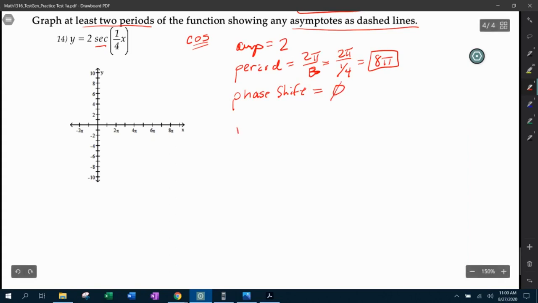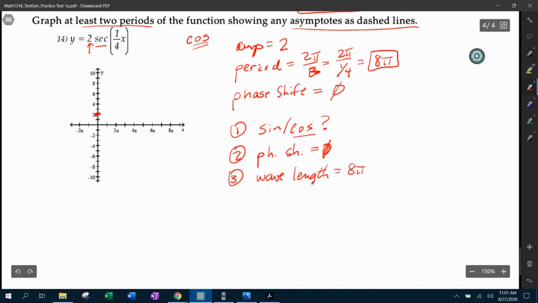Now then, the 6-step process for graphing a cosine function is step number 1. Do we have sine or cosine? And we have cosine, which starts at the number in front. So cosine is going to start on the y-axis, but it is going to start at the number in front of the trig function. That's step number 1. Step number 2 is phase shift, which we have none, so we can skip that. Step number 3 is wavelength, which in this case is 8 pi.